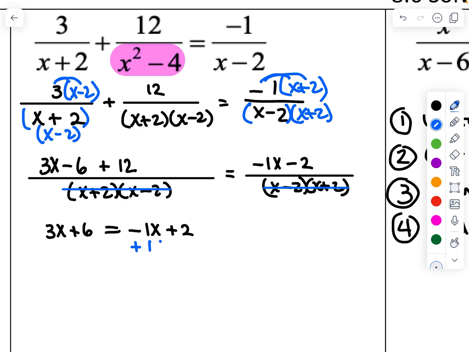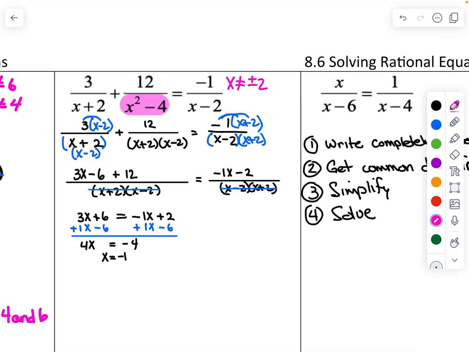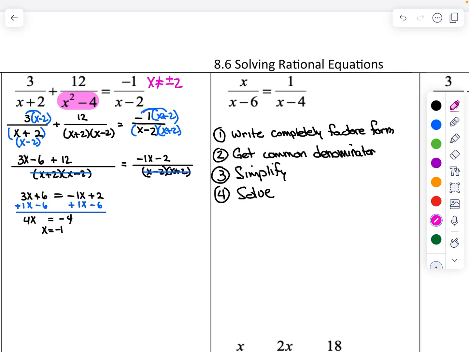And so the next step is to solve. So we would add 1x to both sides and subtract 6 from both sides. And that would give us 4x equals -4. So x equals -1. Oh, we forgot to make our list of numbers that x cannot be. x cannot be positive or -2. So that needs to be in here somewhere. And that needs to happen.